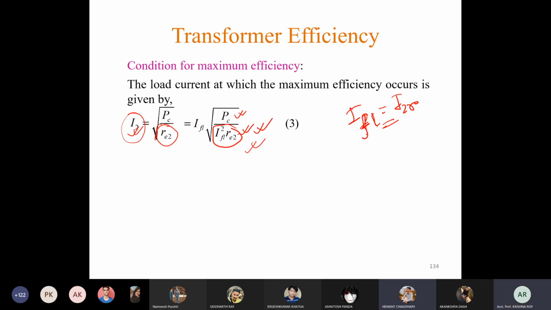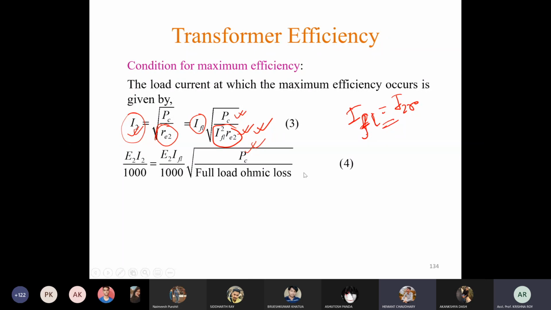You can directly calculate the I2 value using the parameters PC and copper loss at rated current, or full load current, and full load current is also a measurable quantity. From the ammeter reading you will get the full load current. Okay. Yes, sir.